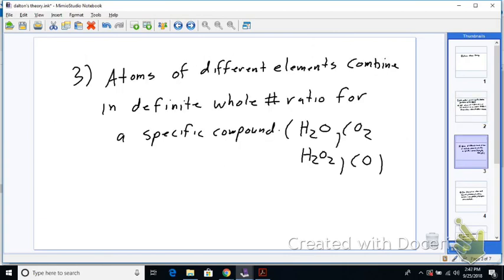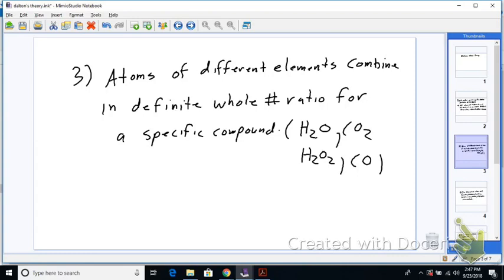Number 3 is where we have atoms of different elements, and what they're going to do when they combine to form compounds, because we know atoms in themselves don't make all substances up, but also compounds, and compounds are made up of atoms chemically bonded together.